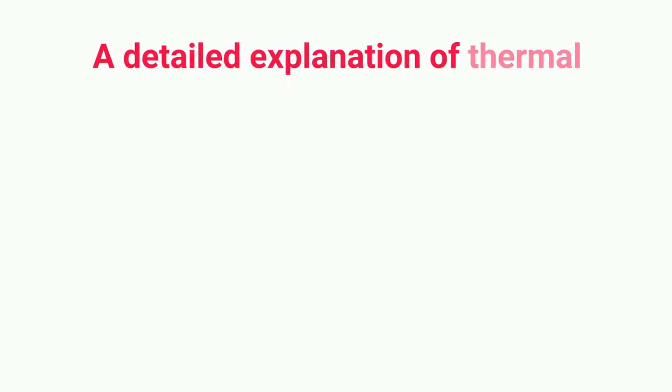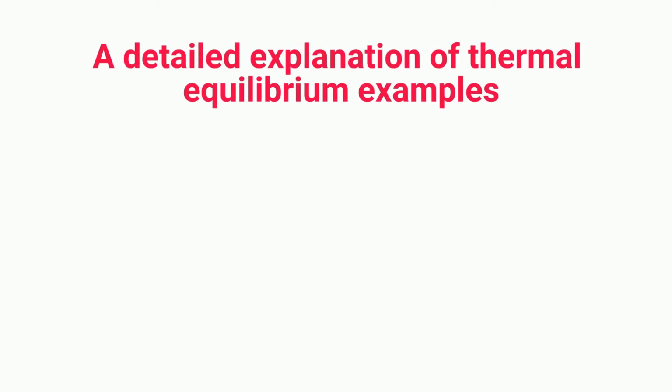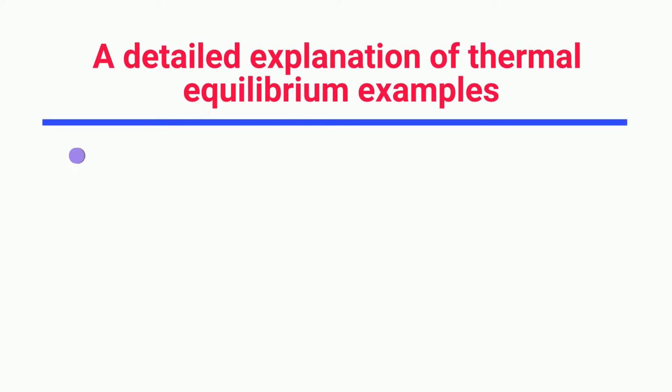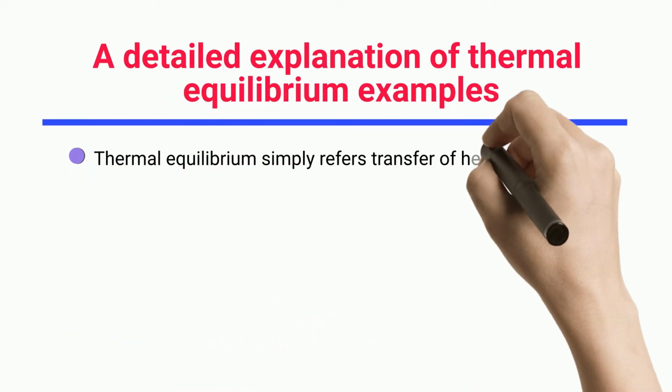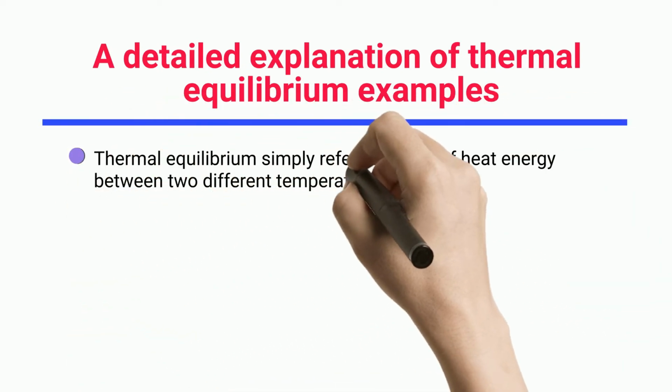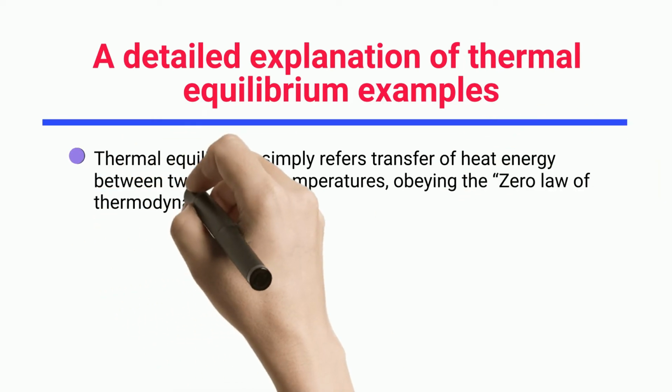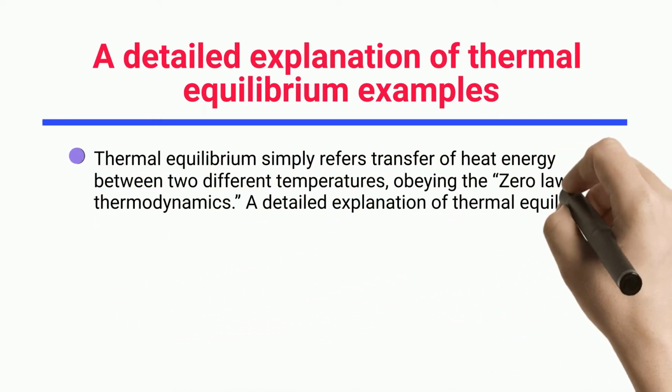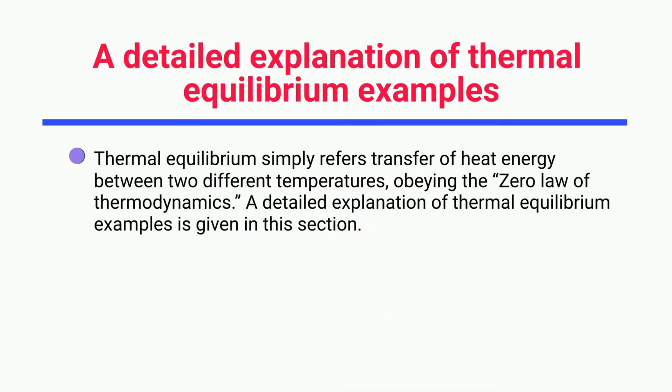A detailed explanation of thermal equilibrium examples. Thermal equilibrium simply refers to the transfer of heat energy between two different temperatures, obeying the zeroth law of thermodynamics. A detailed explanation of thermal equilibrium examples is given in this section.